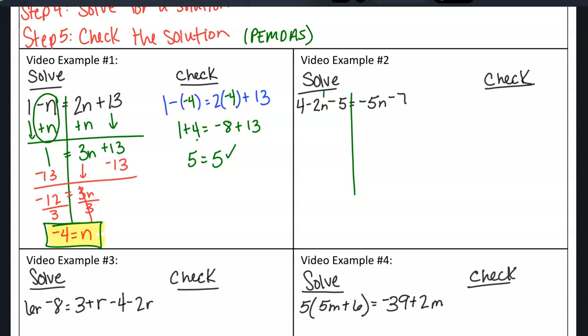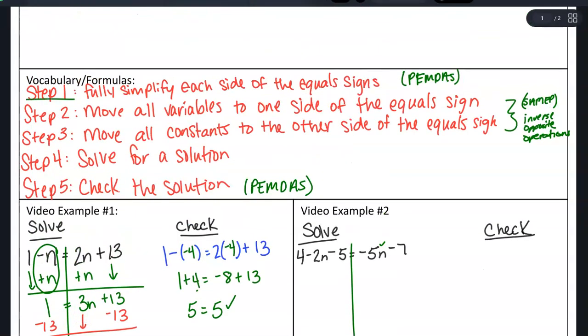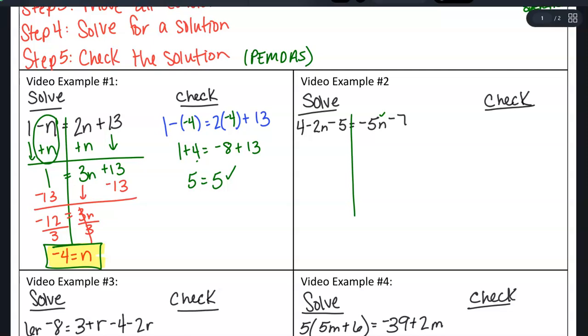All right, so I found an n on the left, I found an n on the right, but notice that on the left-hand side, I also have a constant of 4 and a constant of negative 5. So the left side of the equal sign is not fully simplified. We need to do that first because that is step 1. 4 plus a negative 5 would be negative 1. We still have that negative 2n equals, and then there was nothing to simplify on this side, so it just stays exactly the same.